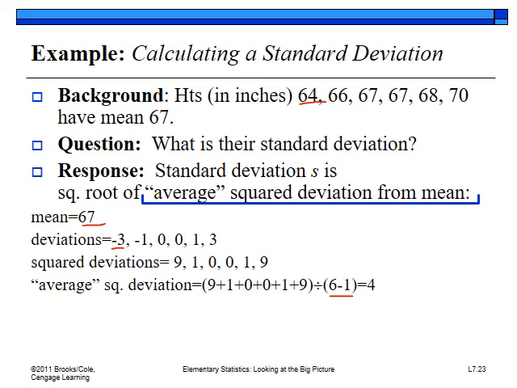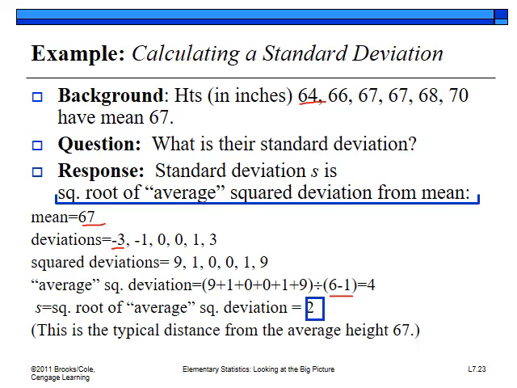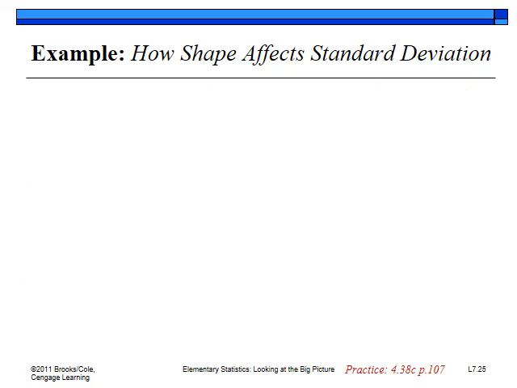Finally, to get the standard deviation, we take the square root of this number. The standard deviation is 2. That's the typical distance from the average height. And sure enough, if you add 2 and subtract 2 from the mean, you get a range of 65 to 69, which includes most of the data points. Here's another example.